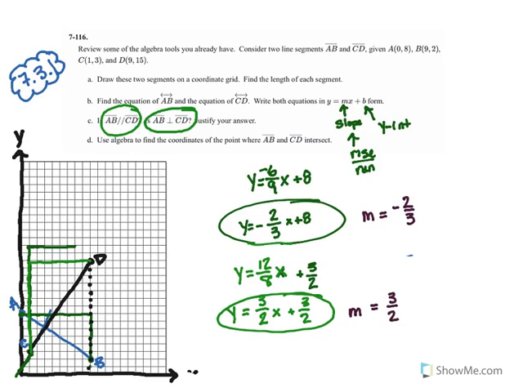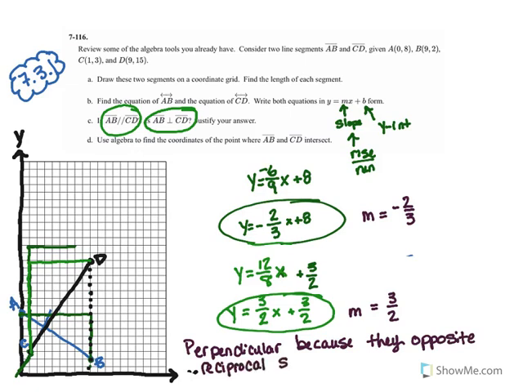You can see that these are flipped and they're opposite signs, so that means they are perpendicular. So perpendicular, and it says justify your answer, so perpendicular because they have opposite reciprocal slopes.